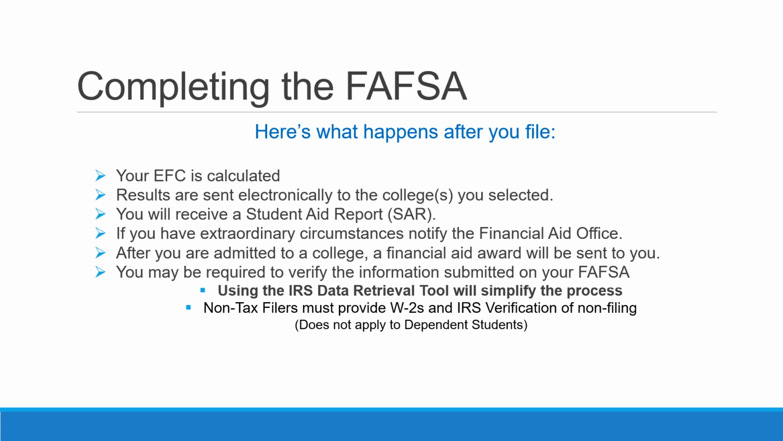Here's what happens after you file the FAFSA form. Your EFC is calculated, and the results are sent electronically to the colleges or universities your student selected, and you will receive a student aid report. A student aid report simply reiterates the information you submitted on your FAFSA form and allows you the opportunity to check your work.